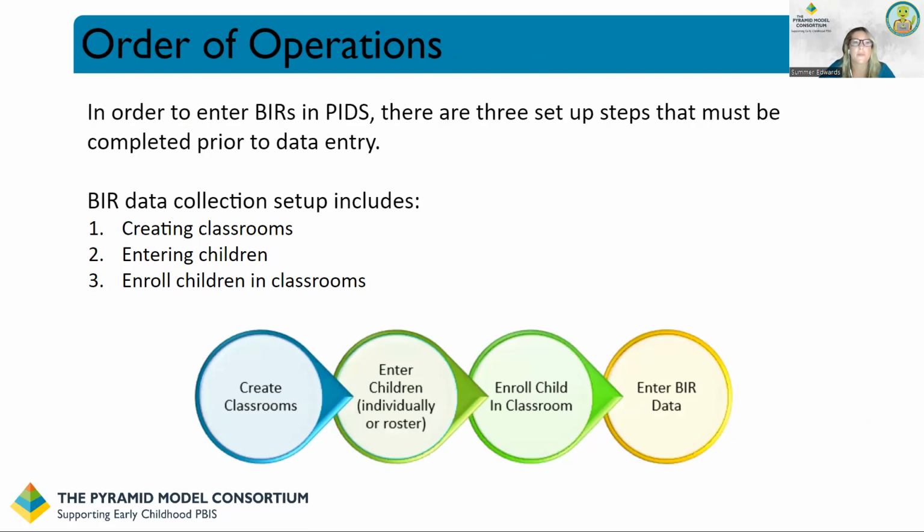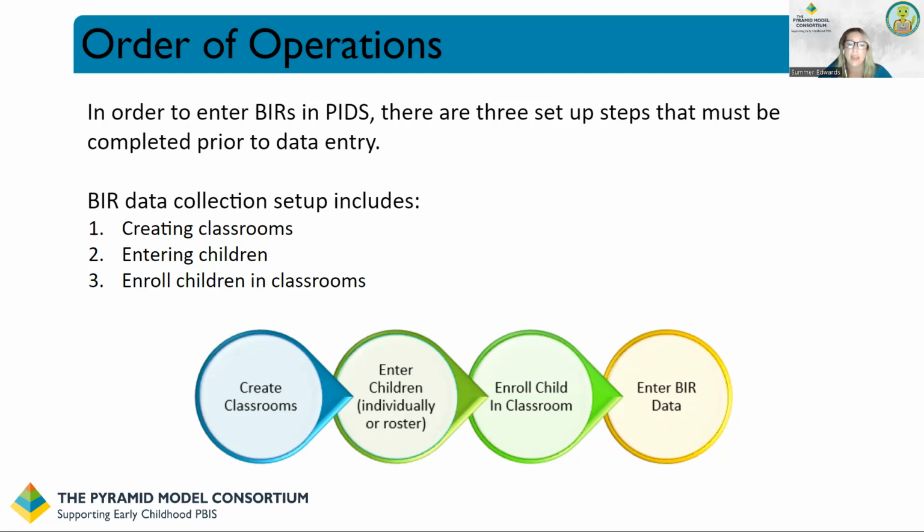So in looking at the order of operations for this, we have, of course, a set way of doing a little bit of setup so that when you go in to complete a behavior incident report, you're able to use all of the fields and complete it entirely and not get an error when you try to save it because it's incomplete. So those steps are simply, you have to create your classrooms. And that's step one. And then you want to enroll or enter your children.